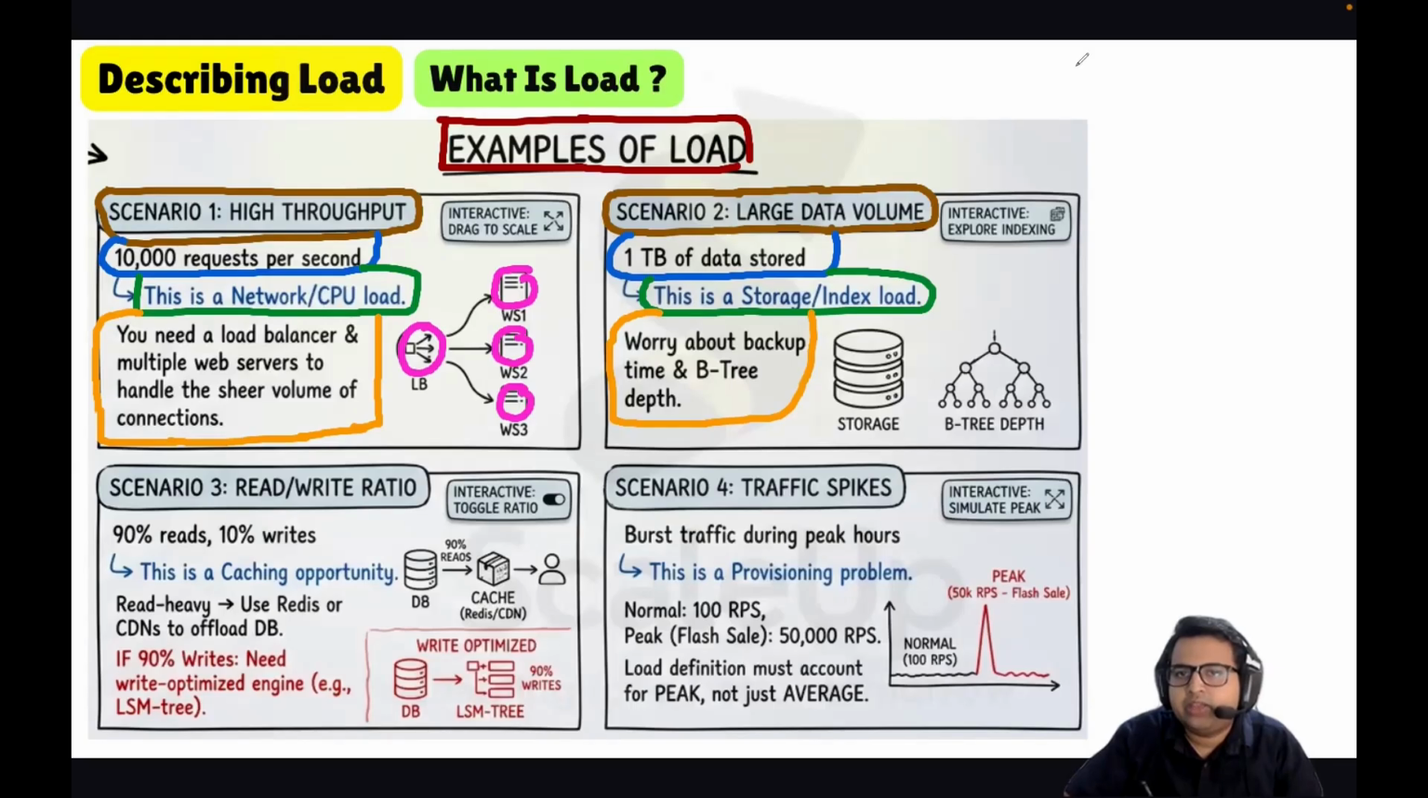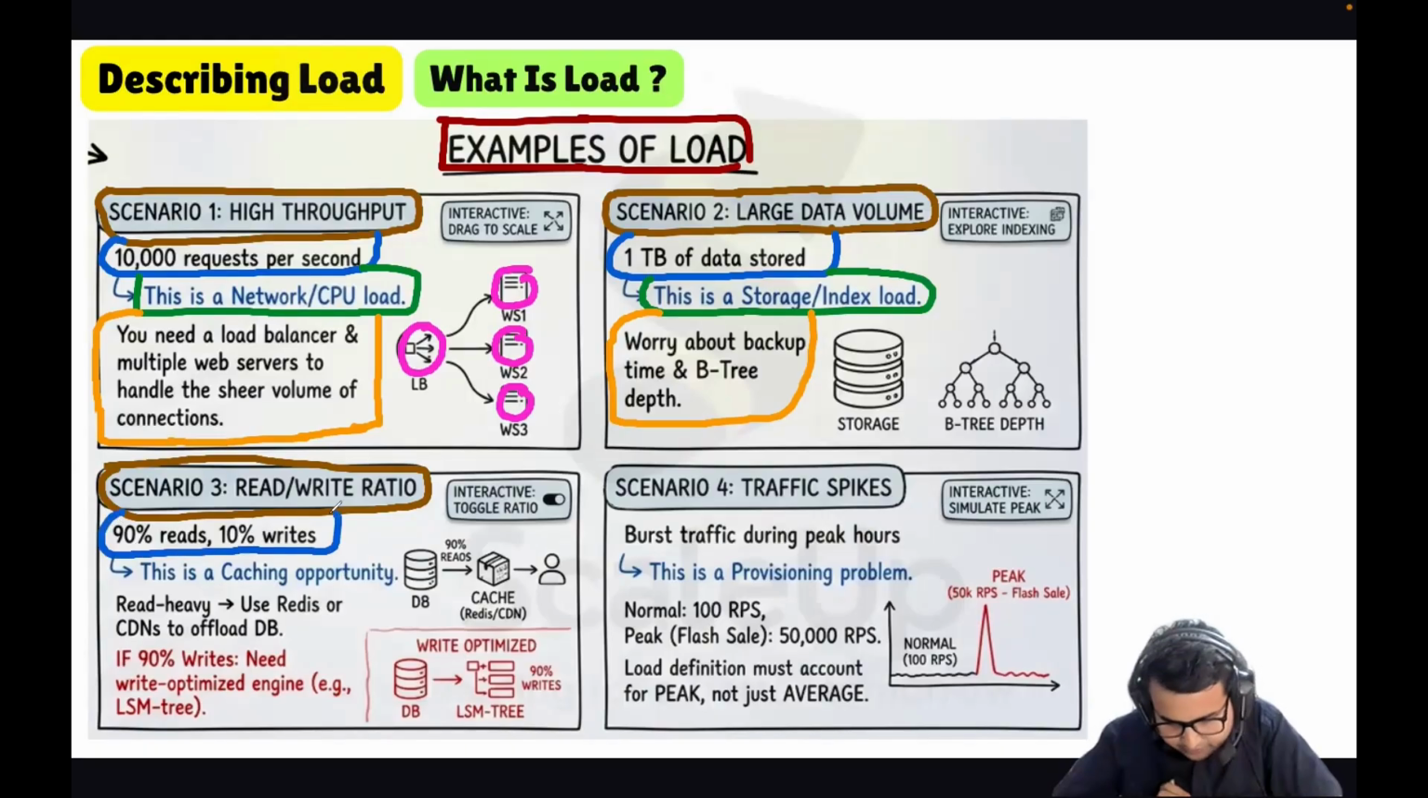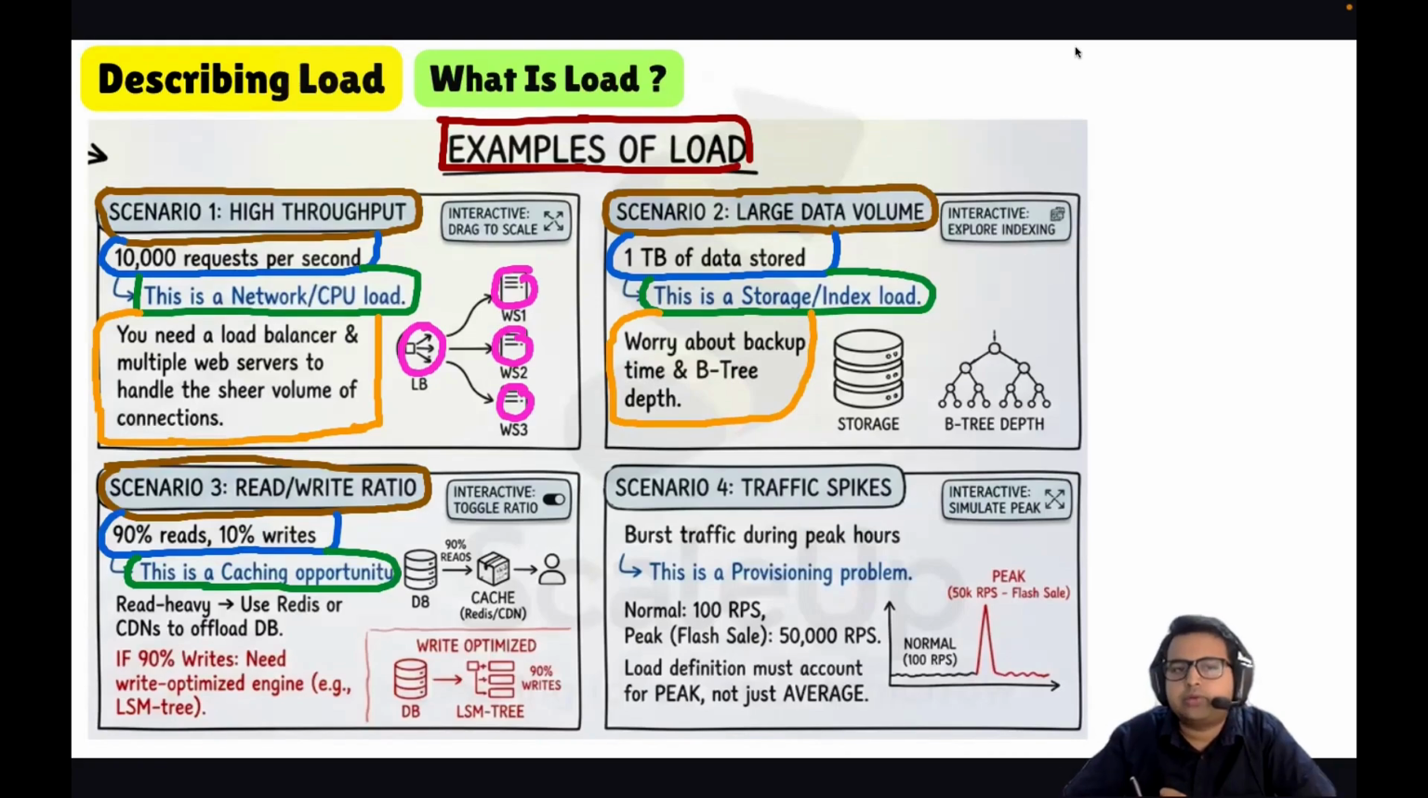Now scenario 3 is the read write ratio. So we are talking about a load wherein the operation involves 90% reads and 10% writes. So we are talking about an operation type of 90% read, 10% writes. This is a caching opportunity, because we know that for reading we can store the information in the cache. So 90% read, 10% write, it means it is read heavy.